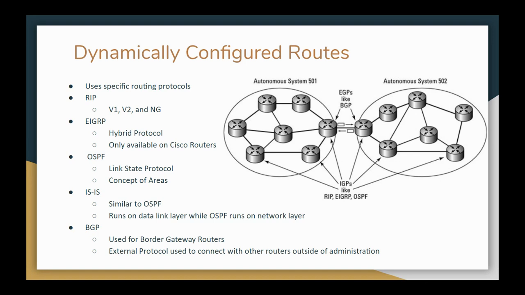EIGRP stands for Enhanced Interior Gateway Routing Protocol. EIGRP is a hybrid protocol which transmits data about connected IP addresses to its neighbors. OSPF stands for Open Shortest Path First. It is a link state protocol.